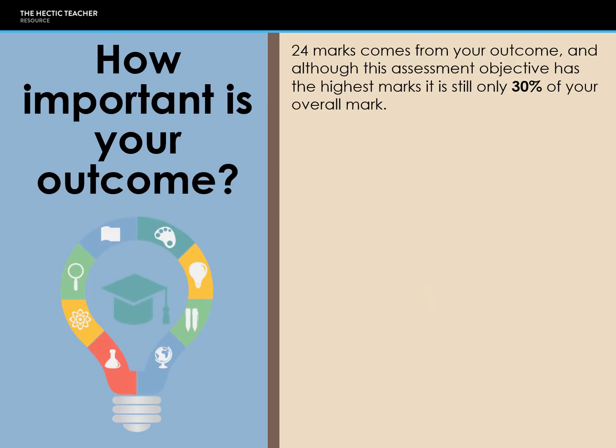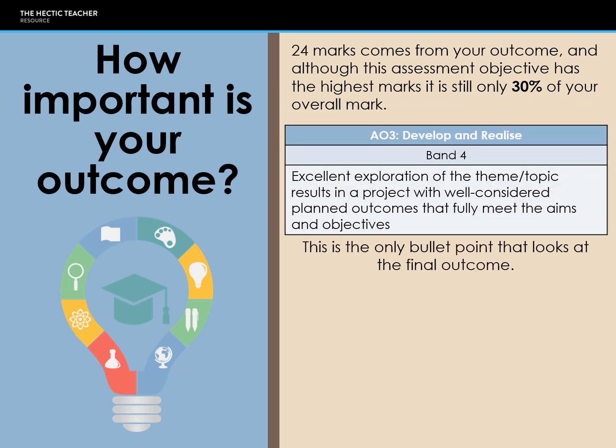So the outcome is an important part of your project. It's what you're actually going to be handing in, it's what you're creating as part of your project. Now there are 24 marks available for your outcome, and although that is the biggest number of marks for any of the assessment objectives, it's still only 30% of your overall mark. So although it is important, it's not the be all and end all of the project. In fact, there is only one bullet point on the mark scheme which looks at the final outcome.